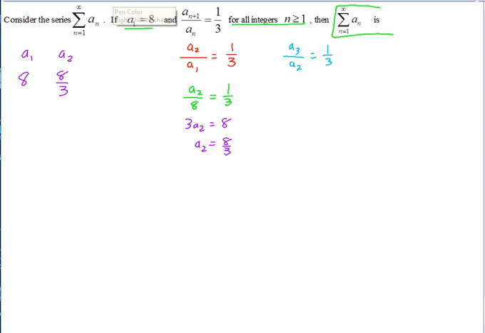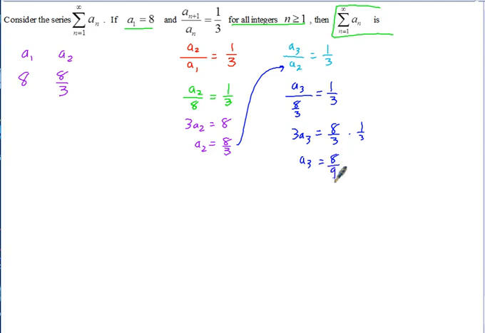But we know a sub 2 from right here is 8/3. So a sub 3 divided by 8/3 equals 1/3. Cross multiply, you get 3 a sub 3 equals 1 times 8/3 is 8/3. Divide by 3, that's like multiplying by 1/3, gives you 8/9. So there's our third term.